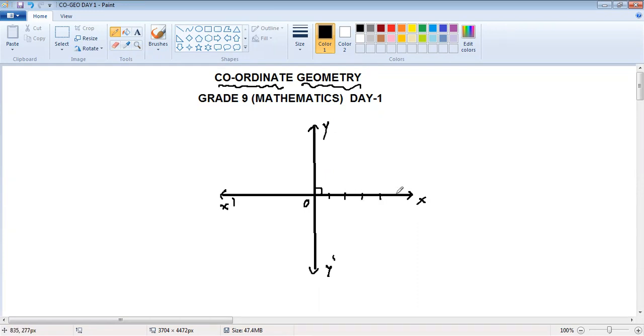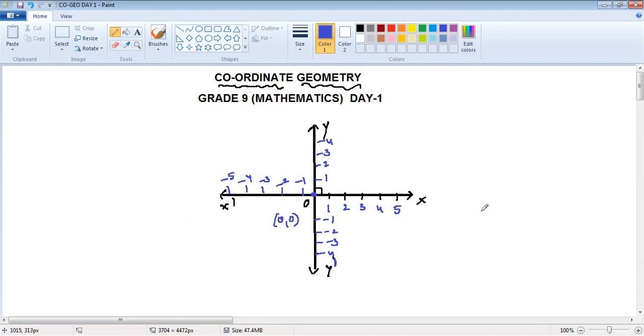This is a line. We know there are so many points we can mark on a line, because a line has an infinite set of points. Now please mark them: 1, 2, 3, 4, 5. They said positive. Then -1, -2, -3, -4, they said negative. On the other axis, +1, +2, +3, +4 are positive, and -1, -2, -3, -4, -5 are negative. So OX dash is negative, OX is positive, OY is positive, OY dash is negative. And the point where the two lines meet is (0, 0), which is called the origin.